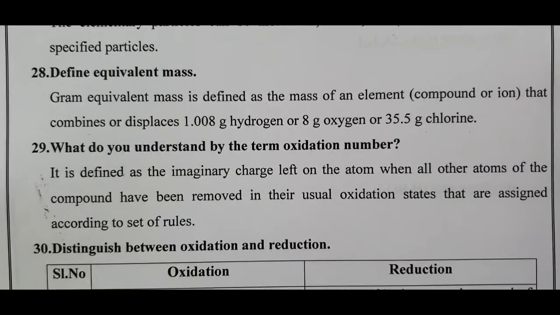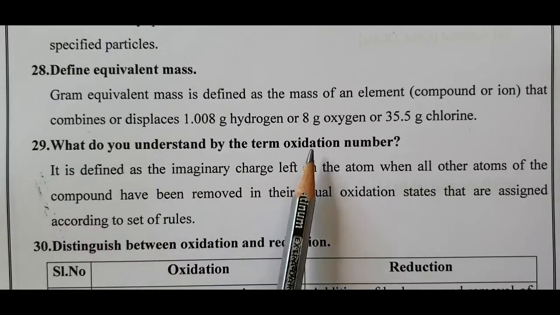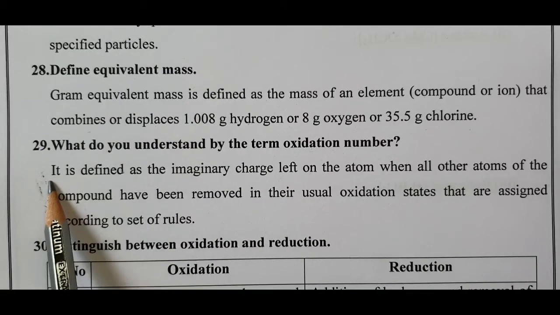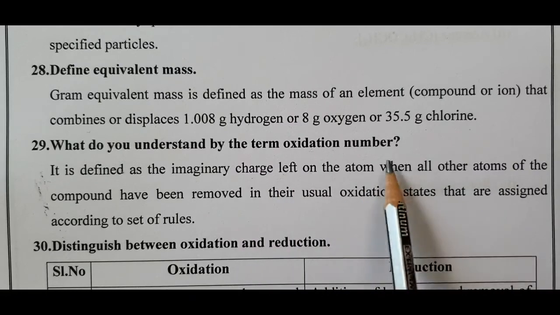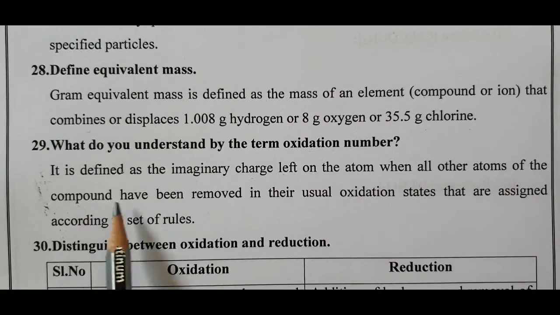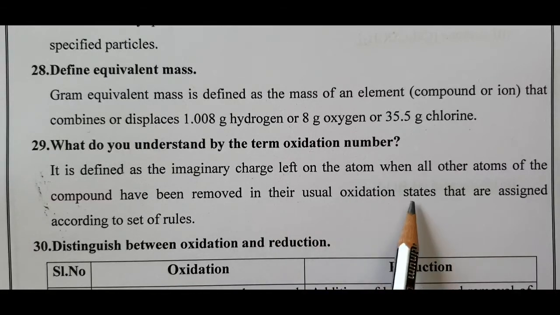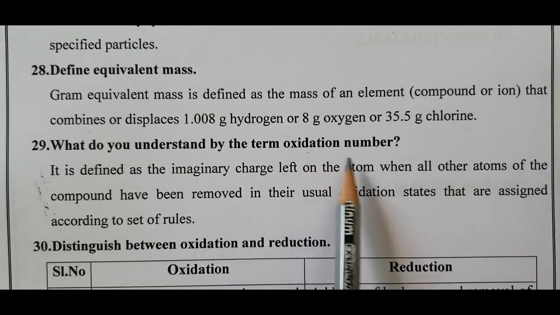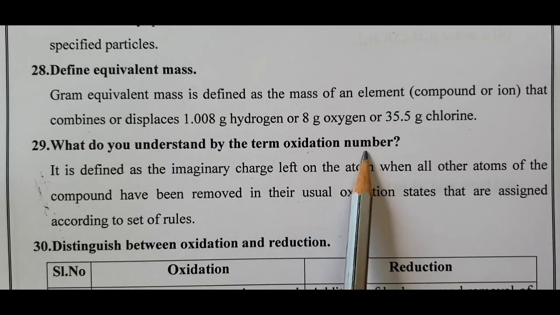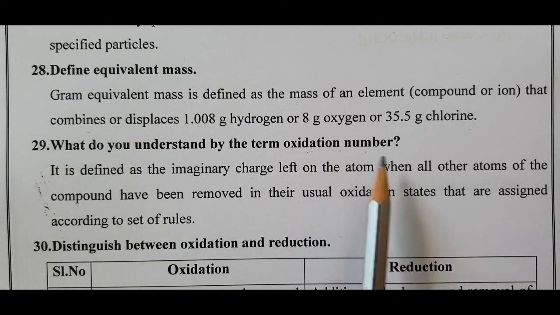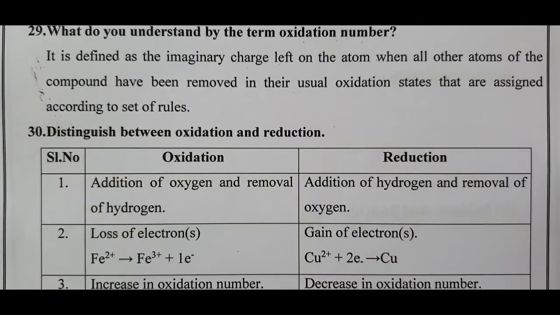Question number 29. What do you understand by the term oxidation number? Oxidation number is defined as the imaginary charge left on the atom when all other atoms of the compound have been removed in their usual oxidation state, assigned according to a set of rules. Generally, oxidation number indicates loss or gain of electron. If an element loses electrons, it is indicated by a positive charge, and if an element gains electrons, it is indicated by a negative charge.